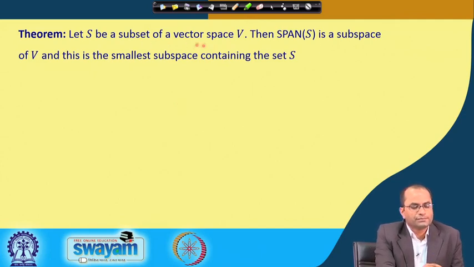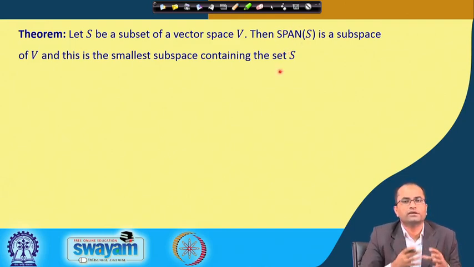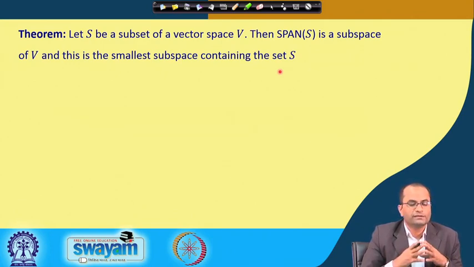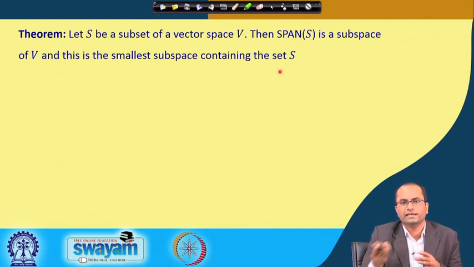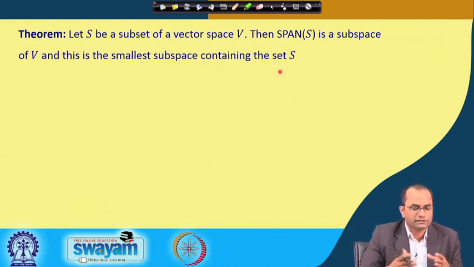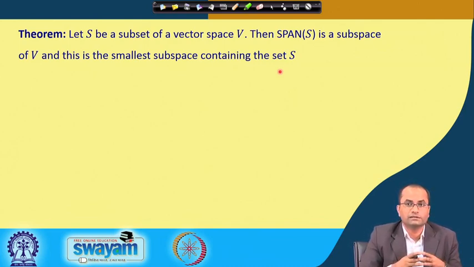So, if S is a subset of a vector space V, then what is span S? All the linear combinations of the vectors, that is the span S. It is a subspace of V. And what is the nice property this span S has? We take a collection of vectors, and the span of this gives you a vector space, a subspace of V.